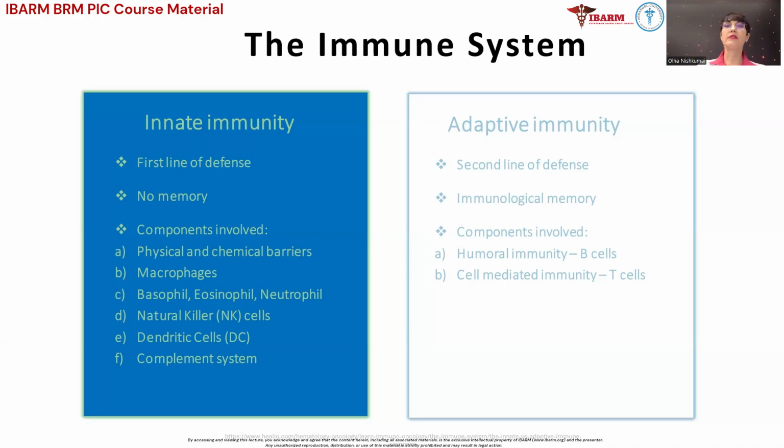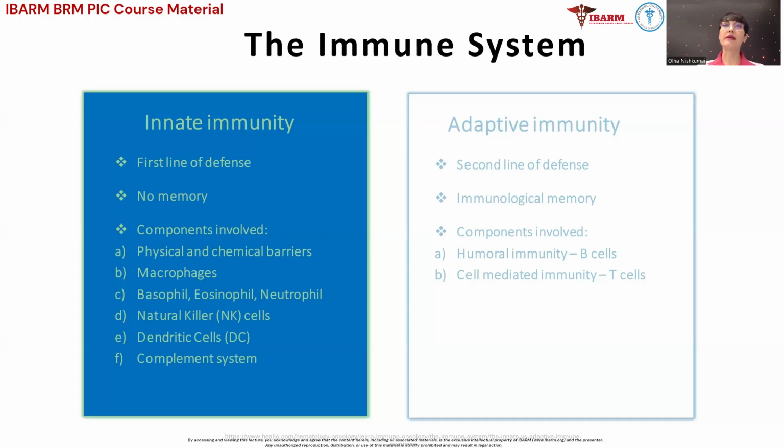Major components of adaptive immunity are B lymphocytes, or B cells, which produce antibodies that neutralize pathogens and mark them for destruction. T lymphocytes, or T cells: helper T cells, or CD4, produce cytokines to activate other immune cells. Cytotoxic T cells, or CD8, kill infected cells directly.